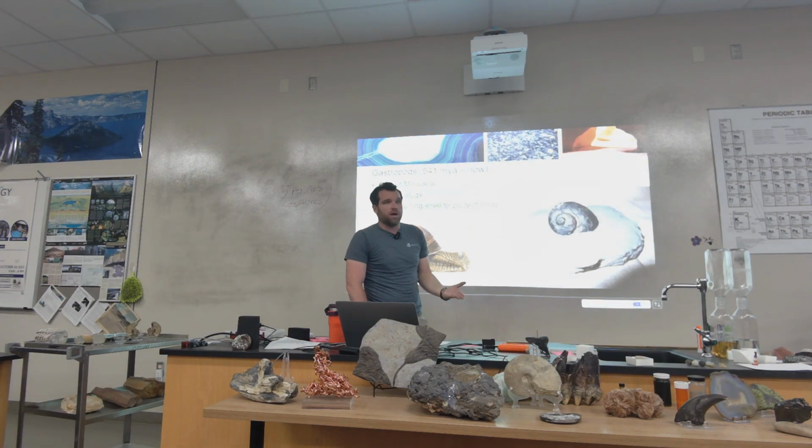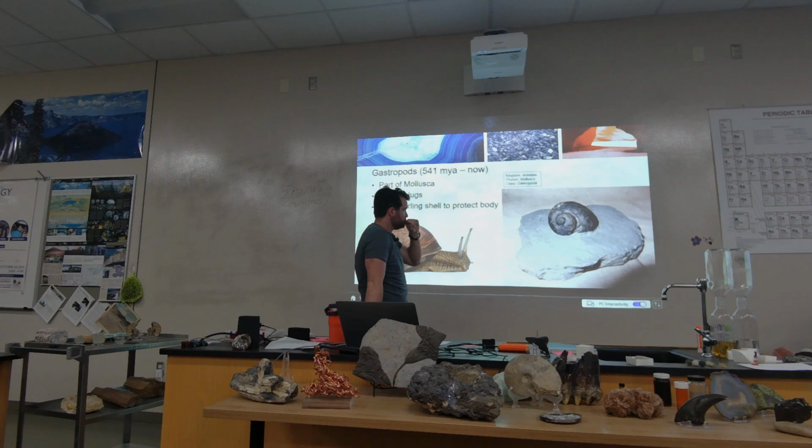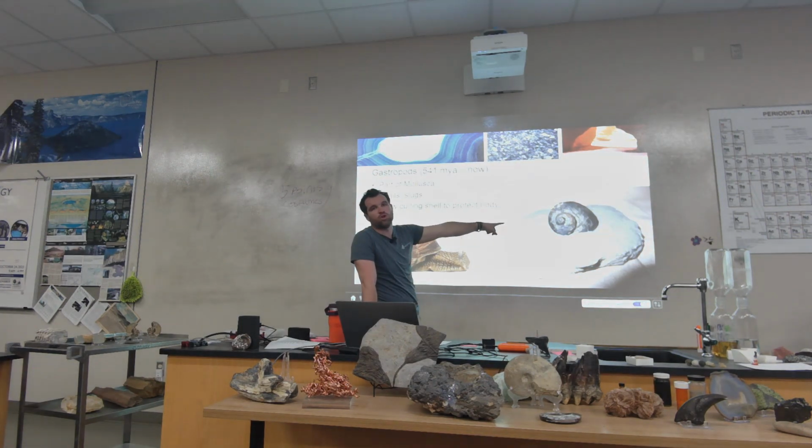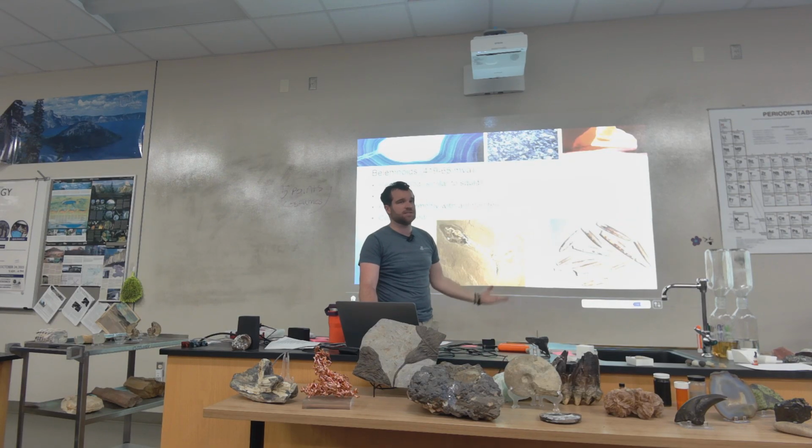Snails, gastropods, include types of snails. Snail shells have not changed a whole lot, other than size, composition, things like that. That characteristic corkscrew shape has been around for a long time, allowing them to retreat into their shells for protection. Belemnoids, these are an extinct kind of cephalopod, very similar to squids.